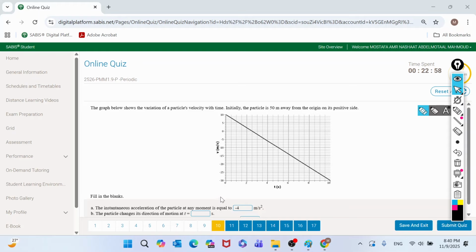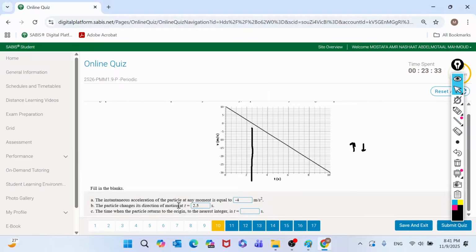The particle changes its direction of motion at t equals to what? So it's moving in the positive direction because velocity is positive, and when velocity is negative, it's moving in the negative direction. So when is it changing from positive to negative? At 0. And 0 is at, what's this? 3? Oh no, that's 2.5. Yeah, 2.5. So 2.5 is the answer.